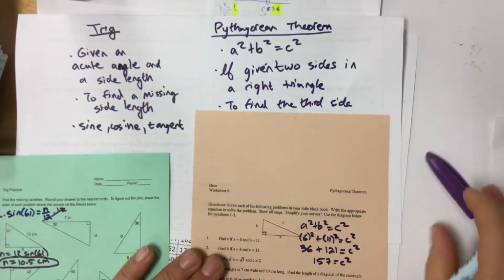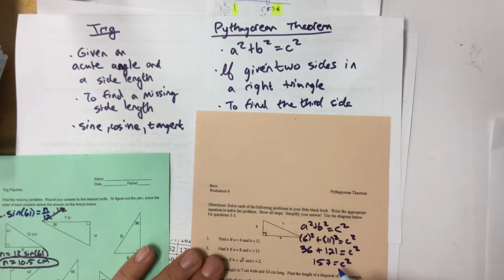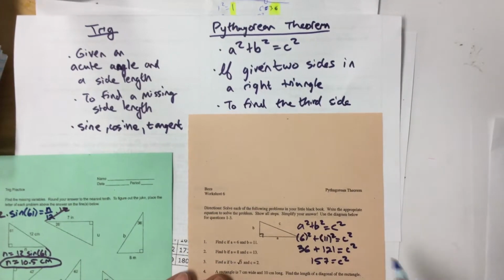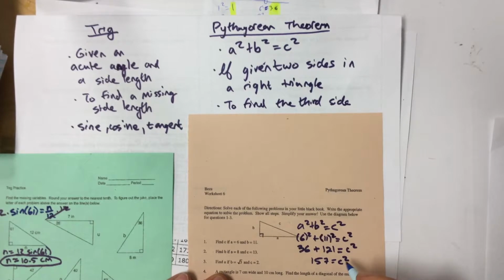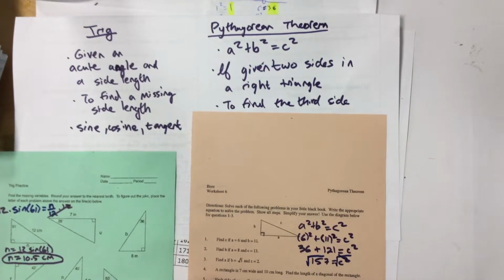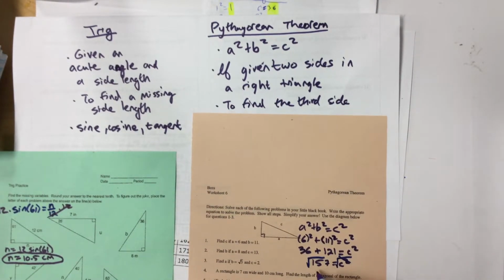Well, there's an inverse of squaring, just like there's an inverse of multiplication or addition. Inverse of multiplication is division, inverse of addition, subtraction. Inverse of squaring is taking the square root. So I square root both sides. The square and the square root cancel. That's what it means to be inverse functions. They undo each other. So C is actually equivalent to the square root of 157.